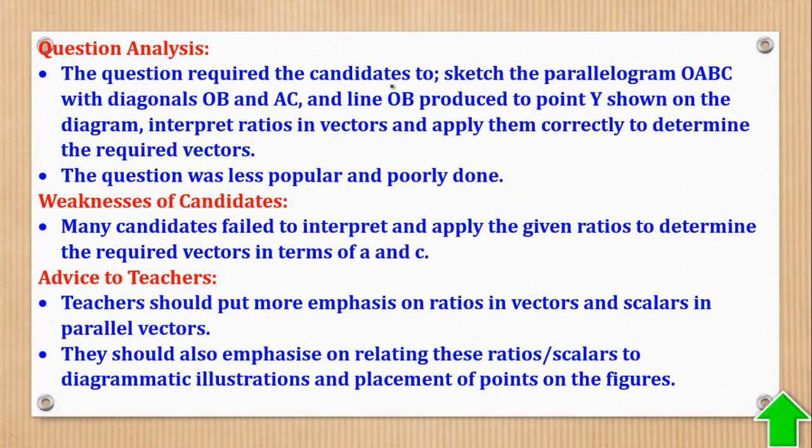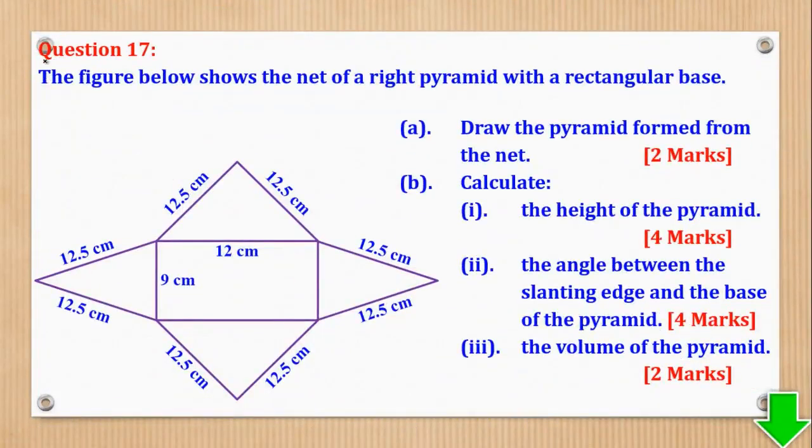So the question required candidates to sketch the parallelogram with diagonals OB and AC, and the line OB produced to point Y as shown on the diagram, and to interpret ratios in vectors and apply them correctly. Many candidates failed to interpret and apply the given ratios to determine the required vectors in terms of A and C. So vectors, you have to be well versed with them because the question has to come. And lastly, question 17.